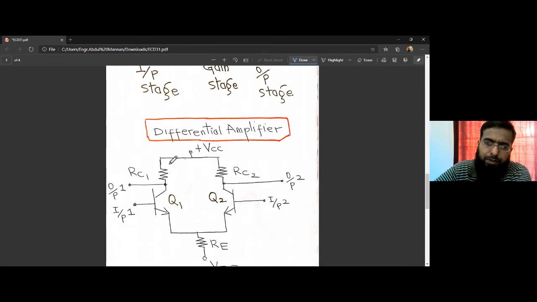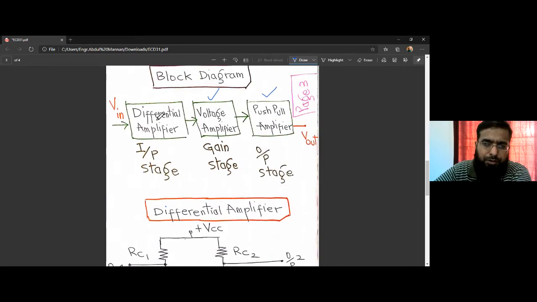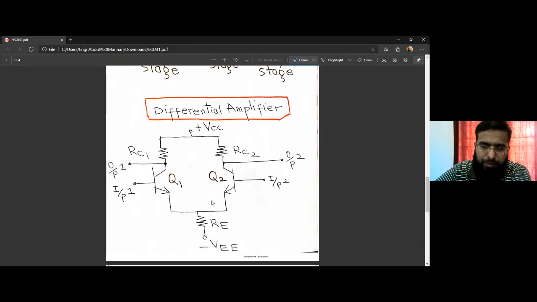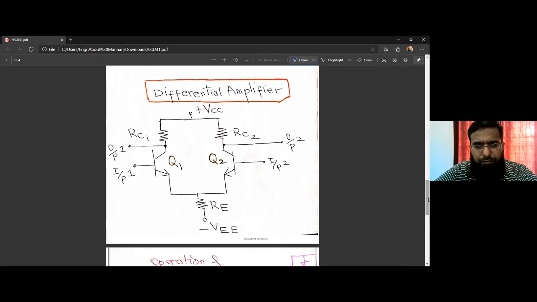So what does the differential amplifier, the first stage, refer to? This is a circuit based on two transistors Q1 and Q2. They are connected such that the emitters are connected together and to the negative power supply, negative VEE, through a resistor RE, whereas the collectors are connected to VCC through collector resistors. So now we have two inputs, input 1 and input 2, and two outputs, output 1 and output 2.